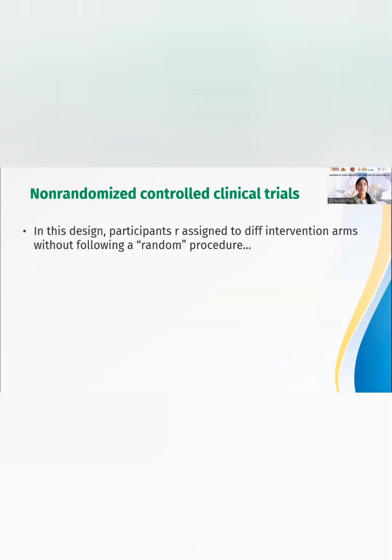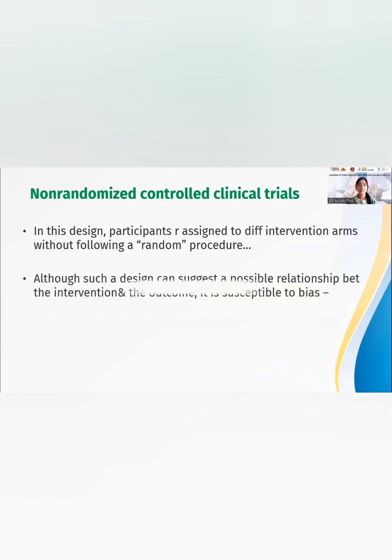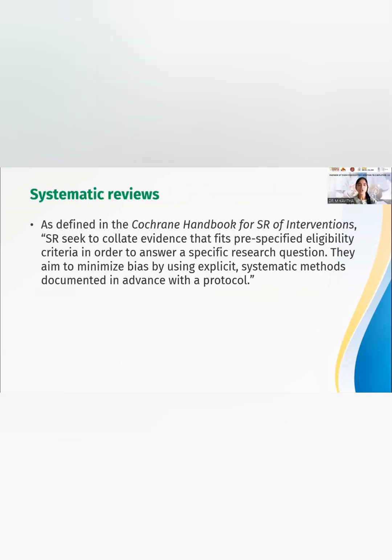Coming to non-randomized controlled clinical trials, in this design, participants are assigned to different intervention arms without following a random procedure. For instance, this may be based on the investigator's convenience or whether the participants can afford a particular drug or not. Although such a design can suggest a possible relationship between the intervention and outcome, it is susceptible to bias, with patients in the two groups being potentially dissimilar, and hence the validity of the results obtained is low.